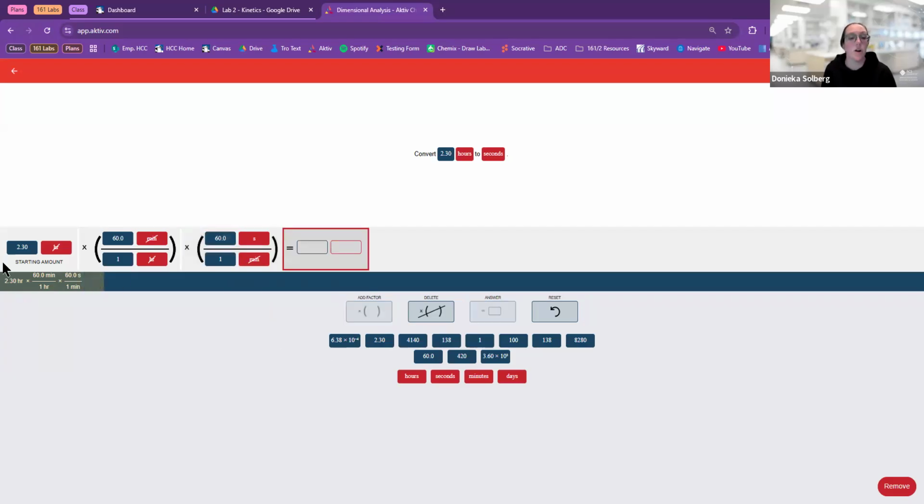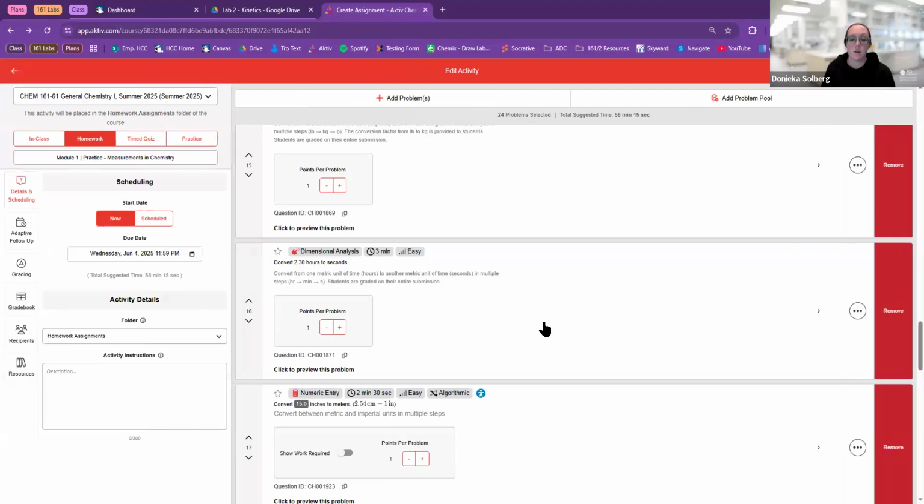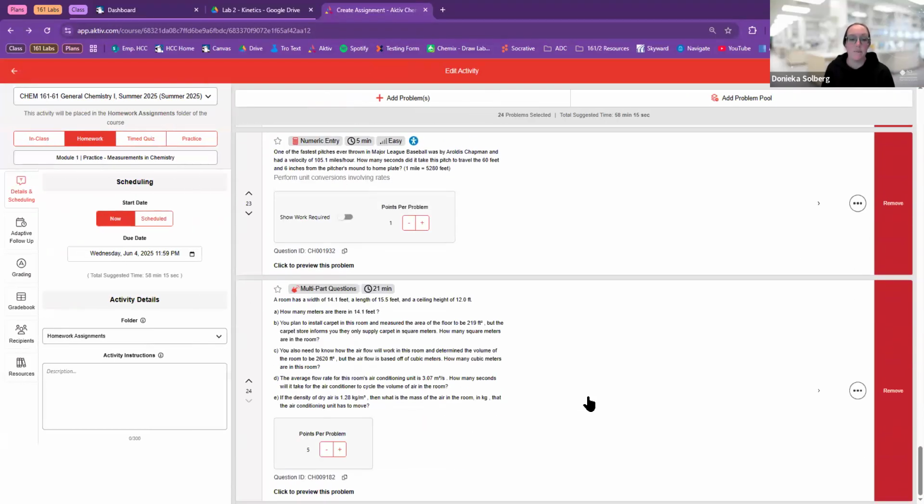Then you can hit answer here, go ahead and do the math in your calculator. So 2.3 times 60 times 60. And then you can put your answer here and then make sure that you put the correct unit here at the end. Now, the other thing I want to show you is for number 24 specifically.